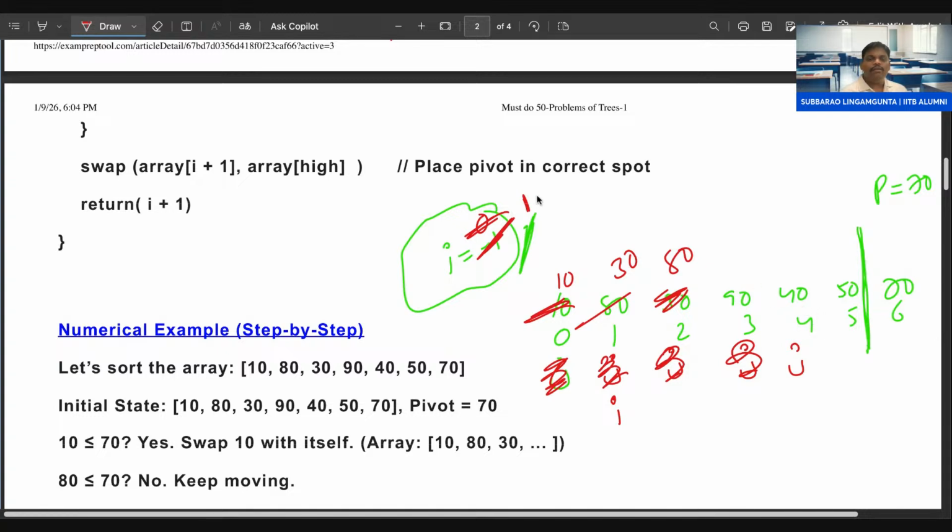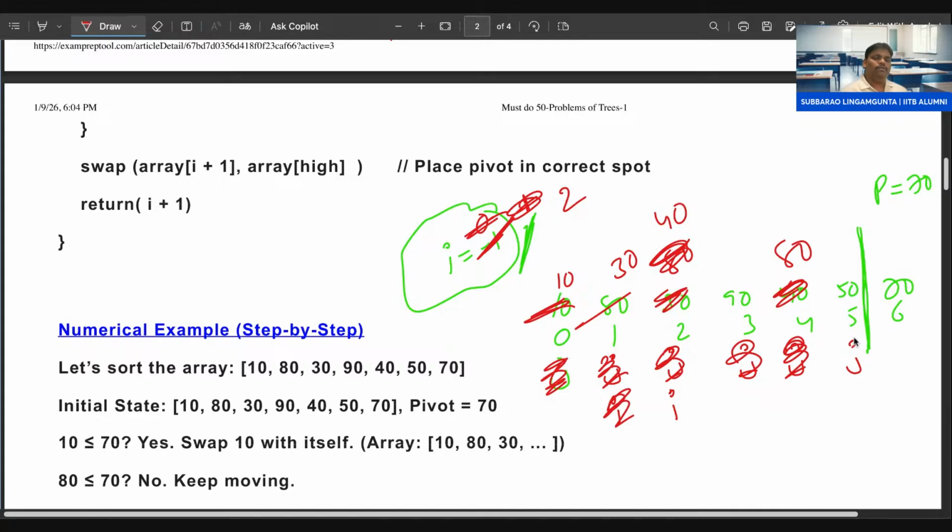Yes. Then I will increment by 1. I will come here, swap A of I, A of J. Then it will become 40 here and 80 here. After swapping is over, J as usual will go.